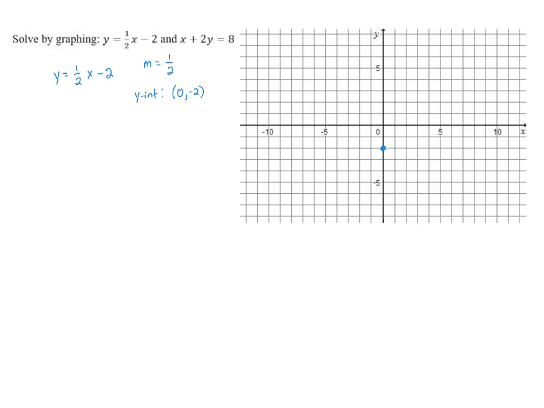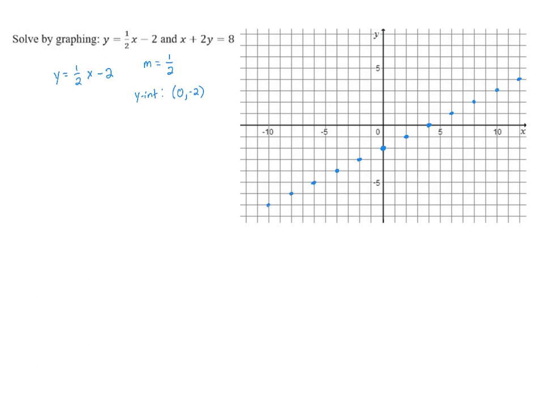We rise up 1 and run to the right 2. Again, up 1 to the right 2, up 1 to the right 2, and so on. If we want points in the other direction, we can go down 1 and to the left 2, down 1 to the left 2, down 1 to the left 2.